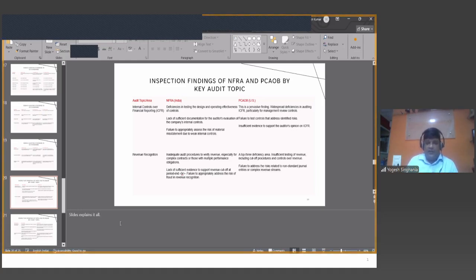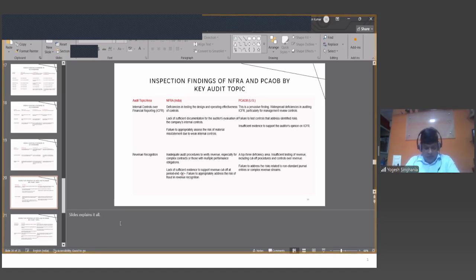There is a lack of sufficient documentation for the auditor's evaluation of the company's internal control. Either we do not document it properly, or even if we document it, we have missed the deficiency. Similarly, PCAOB is very, very particular about in-depth documentation of controls, risk, testing of the controls, their frequency, sample selection, IPE, everything they are looking into.